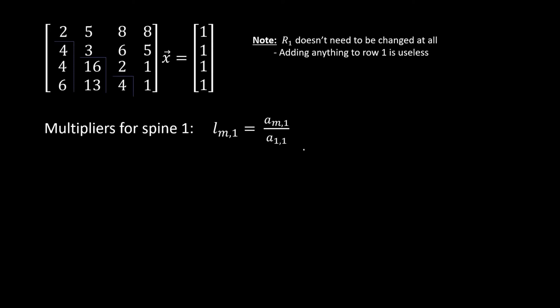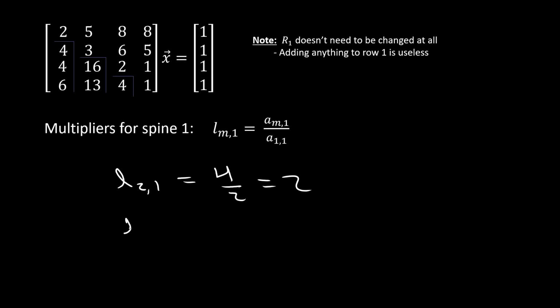So our first multiplier, L21, which conveniently by this notation is the multiplier for the position we are eliminating, is really simply just 4 divided by 2, which is equal to 2. So we're going to be adding -2 times the first row to the second row. Or really, we're subtracting 2 times the first row from the second row.